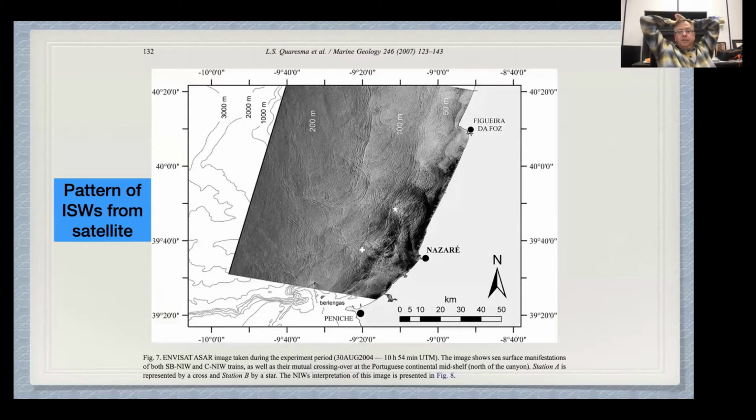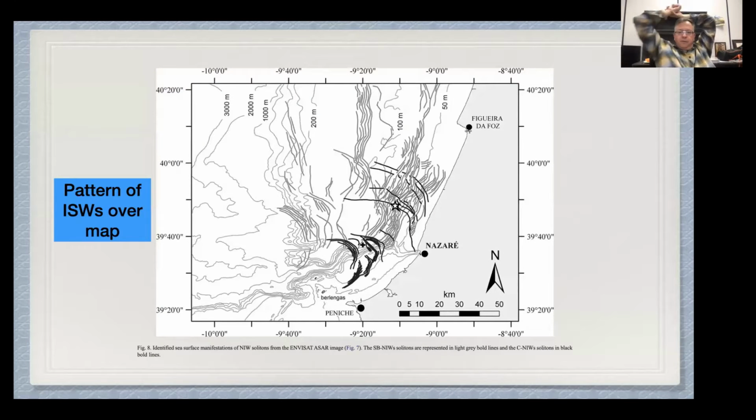Here's a picture from space of the same area. So this is one of the ESA satellites, or sorry, ENVISAT. And you can see all these very complicated striations. They did a nice job of drawing them on a map. And the point of this one is that we're going to clean things up a lot. Theorists tend to do that. But the real ocean is fairly complicated. It has multiple wave trains. They're not always propagating directly onshore or offshore.